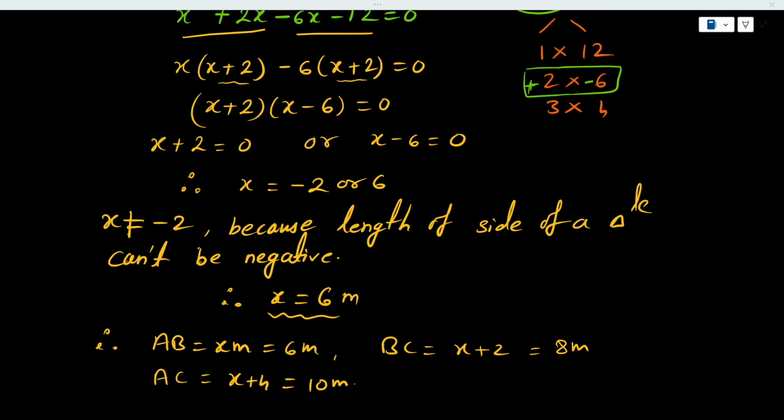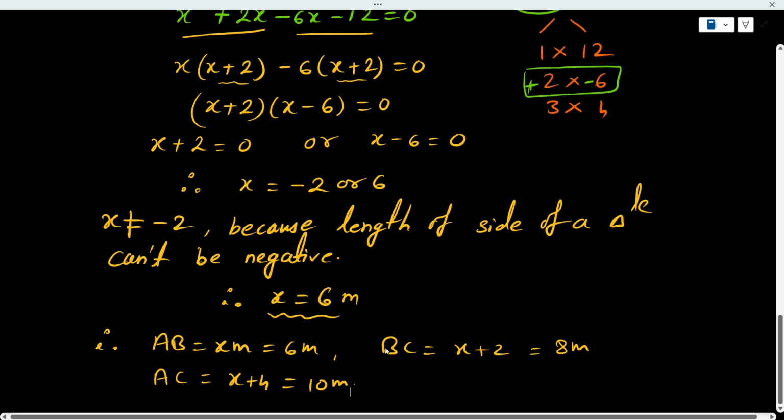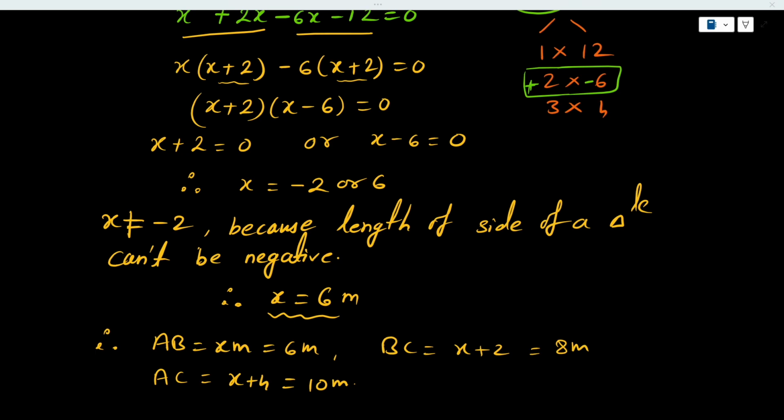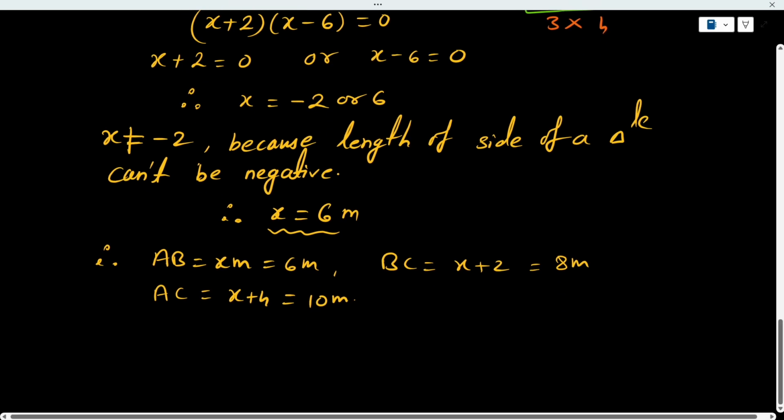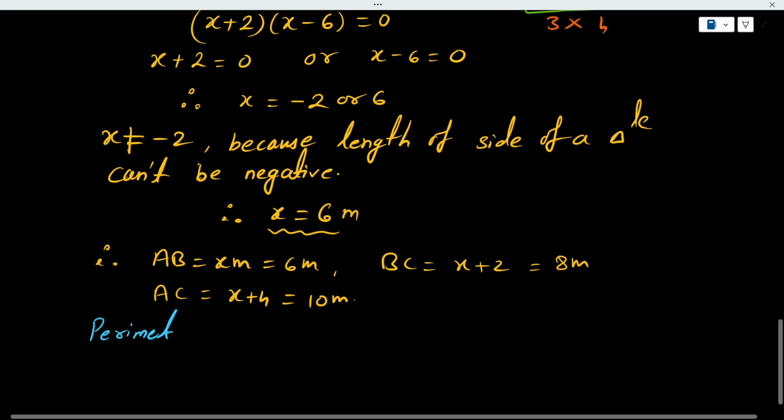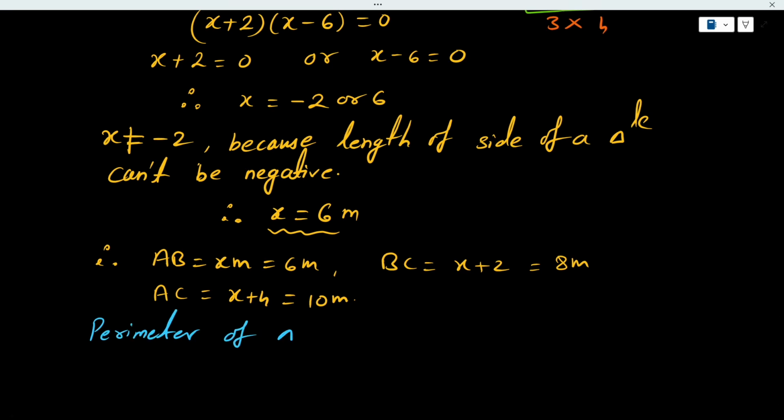Now how am I going to use these three sides of the triangle to calculate the area and perimeter? You know that the perimeter of triangle ABC is going to be AB plus BC plus AC. So what is the total length? 6 plus 8 plus 10, that is nothing but 24 meters, right?